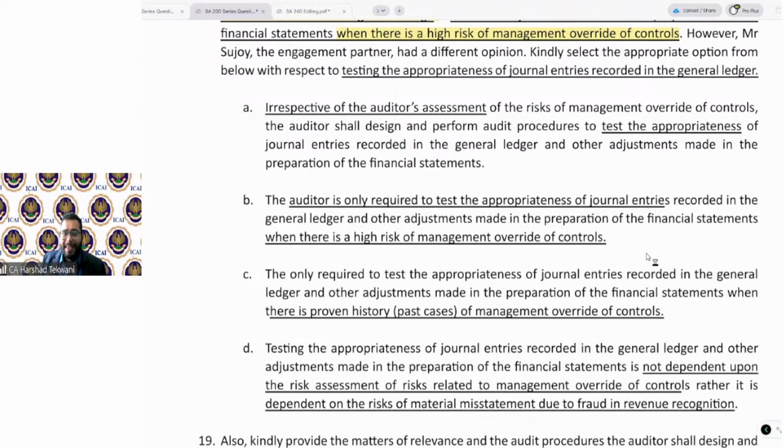So our question is, when there is a high risk of management override of control, at that point in time, we are only required to test the appropriateness of the journal entries. You need to select the appropriate option, whether this is correct or not. If not, then what is correct?